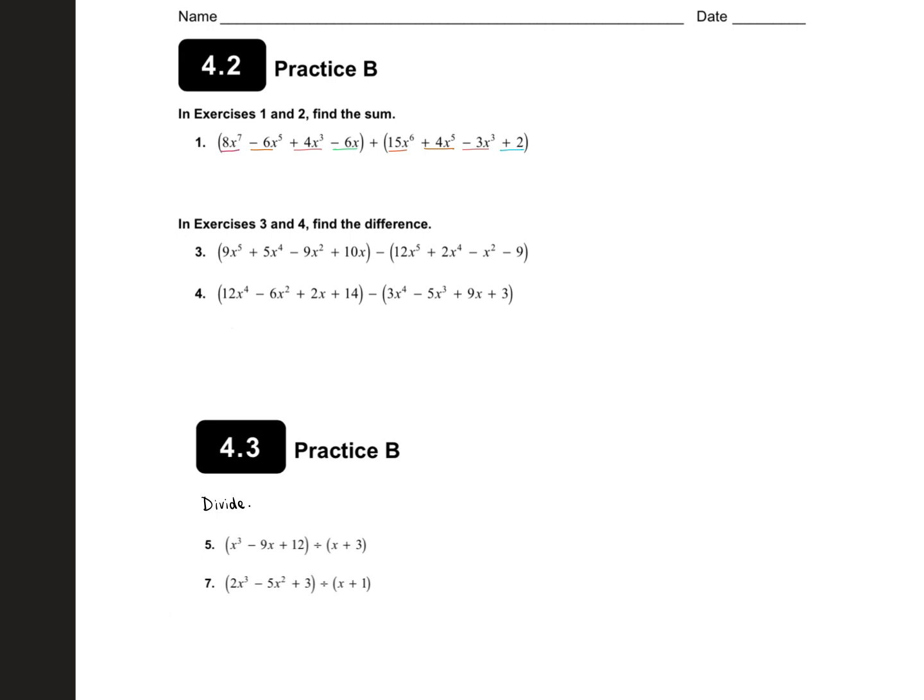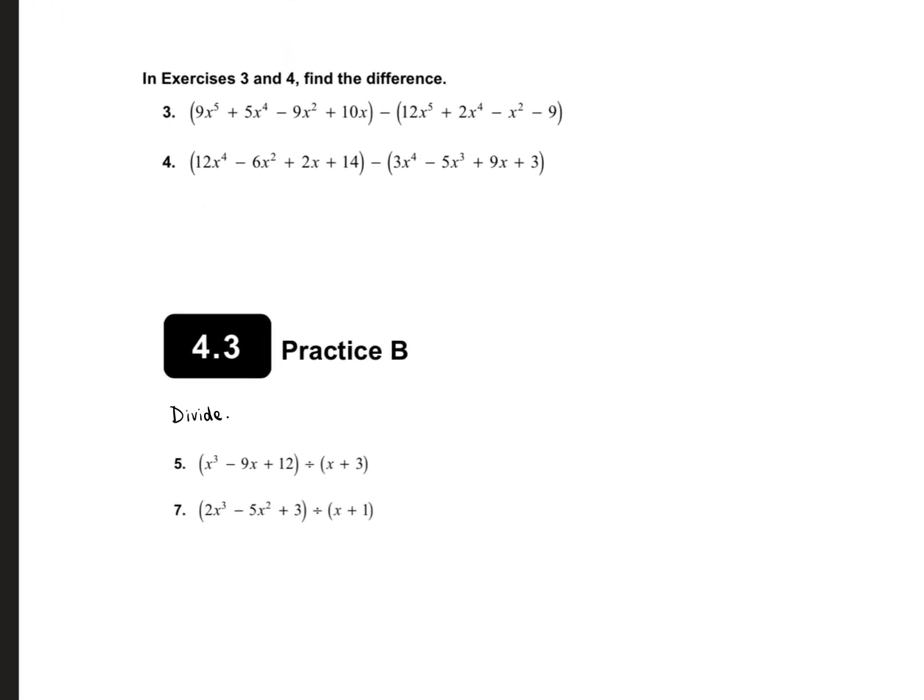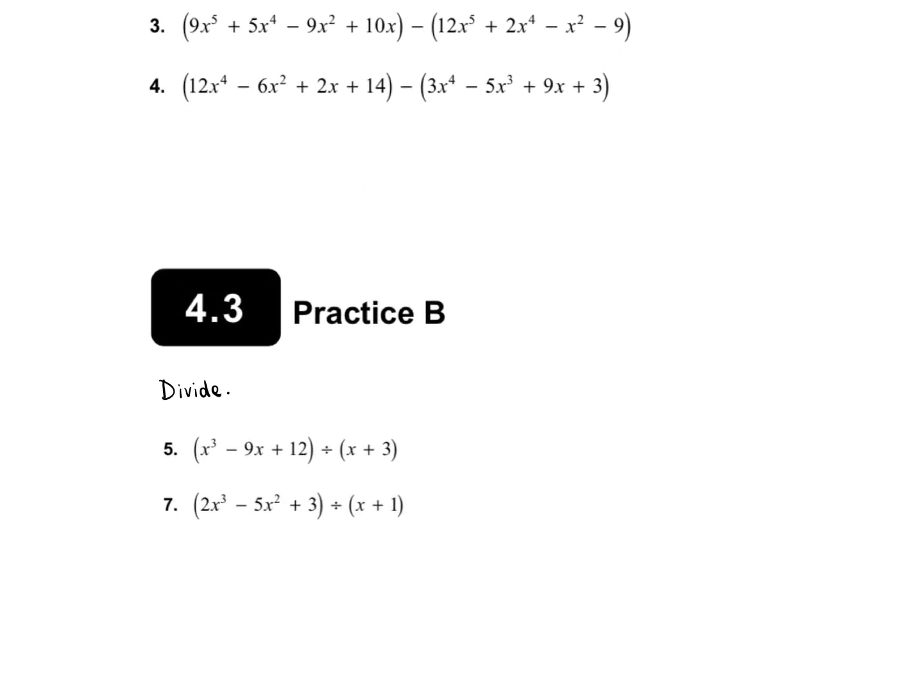So the first part for 4.2, you're just adding or subtracting. So combine like terms. For B, we're dividing. For 4.3, we are dividing. The question on the test is just going to say divide. So you can divide using long division or synthetic division. You can pick whichever one you like better.